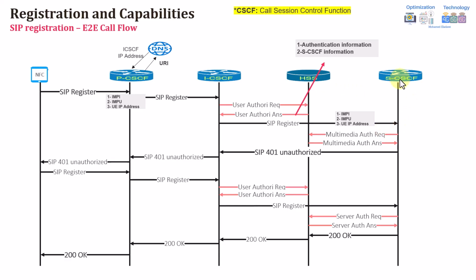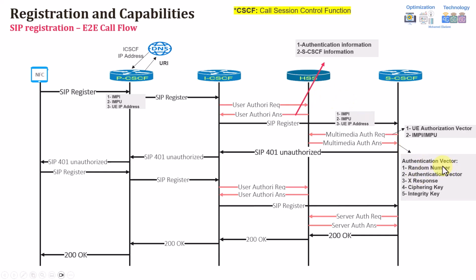users. So now the serving CSCF will send a multimedia authentication request to the HSS, and this will also include a piece of information for the user identity. It asks them, please give me the authentication vector of this user. So what does it mean by authentication vector, and what kind of information is it requesting the HSS to provide?